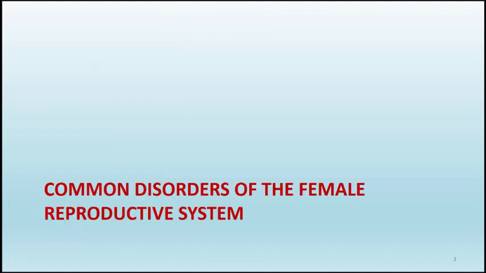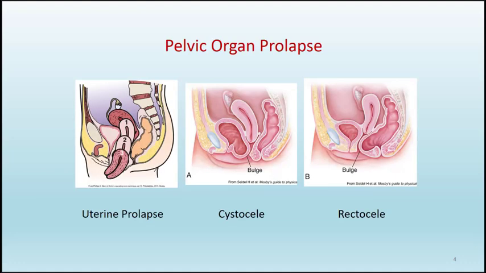We're going to begin by talking about common disorders of the female reproductive system. This slide talks about pelvic organ prolapses, and there are various different types as well as severities or degrees of prolapse. You can see uterine prolapse, a cystocele, which is prolapse of the bladder, and a rectocele, which is prolapse of the rectum. Now, inside the pelvic cavity, we have the pelvic floor, and this is made up of muscles, ligaments, connective tissue. It's really the support system.